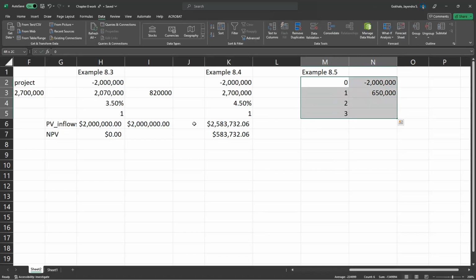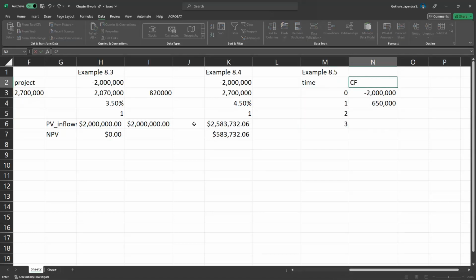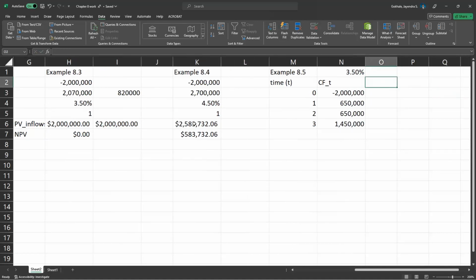So let's cut that and paste it one cell down to represent time t, and cash flow at time t. So at 0 is minus 2 million, at 1 it's 650, at 2 equals 650, at 3 equals 650 plus 800,000. The rate of discount is 3.5%, and so we have to find out the present value. So we can do this using 2 methods again. So let's just use the most straightforward.